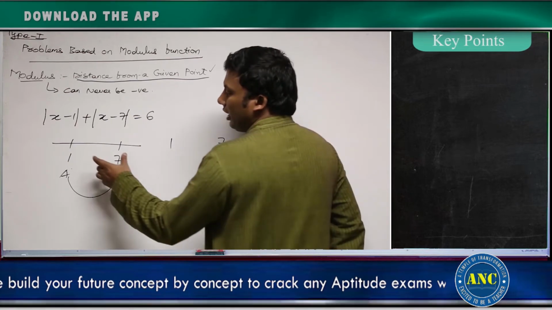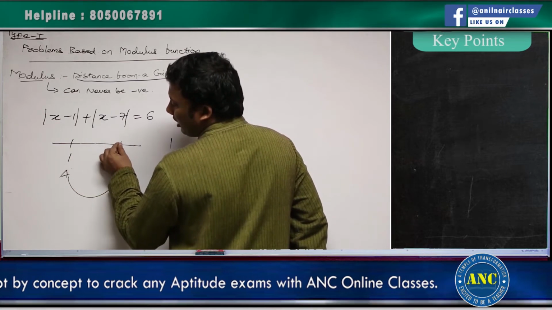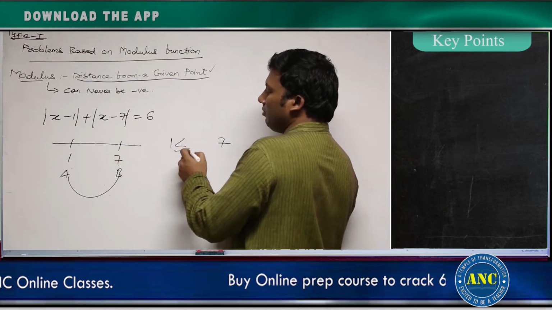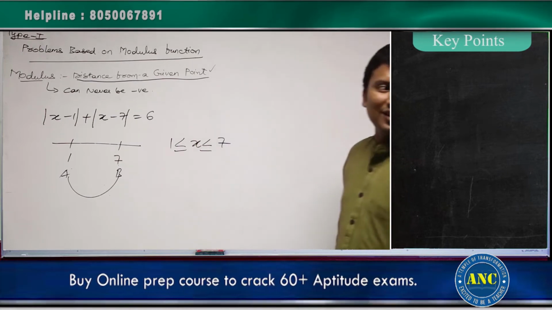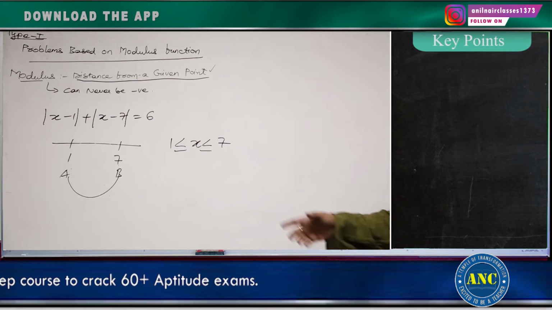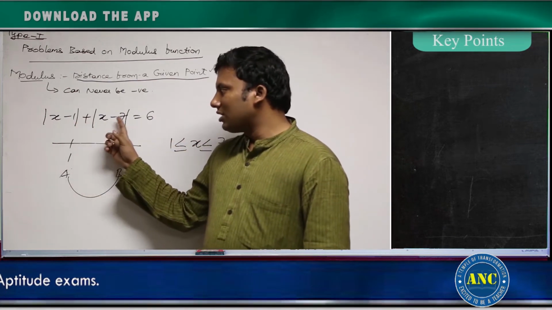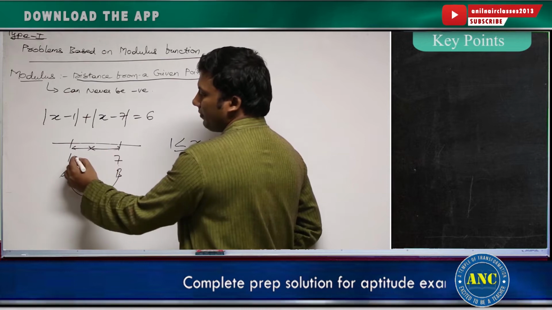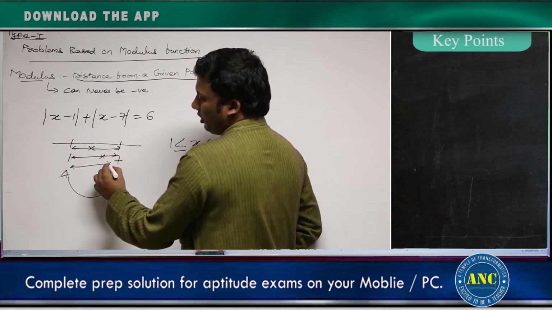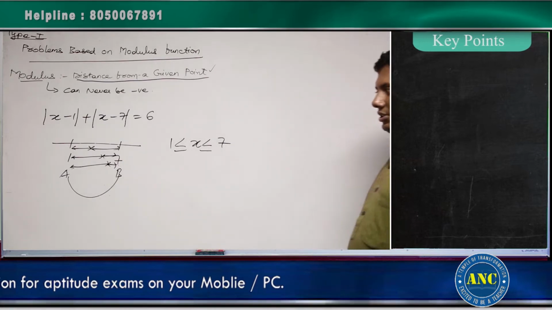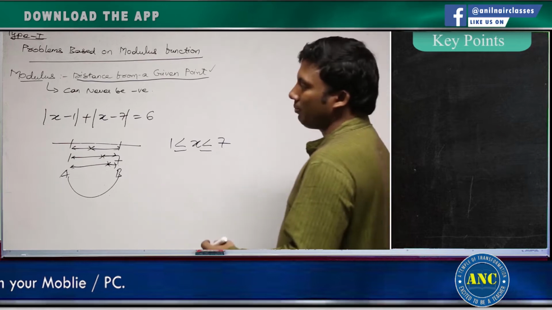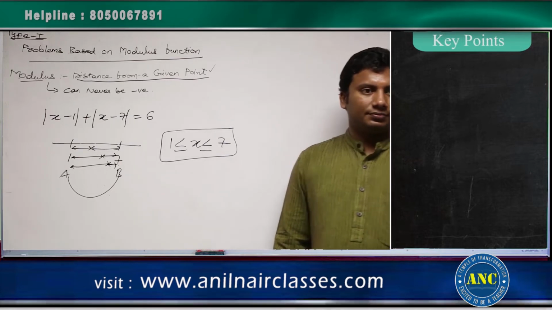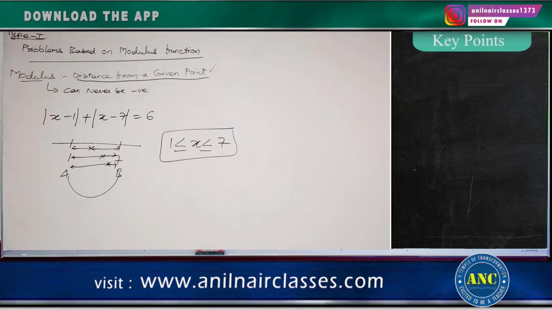Now think logically. At any point they meet in between, whether here or anything, what is the total distance traveled? 6. At any point they meet, it will always make the distance. 1 less than or equivalent to x less than or equivalent to 7. Suppose if x is 2, 2 minus 1 is 1, 2 minus 7 is 5, 5 plus 1 is 6. Whether this point or this point or this point, any point, what will be the answer? It is 6. So whenever the distance between 2 critical points is equal to right hand side, I will get a range for x.